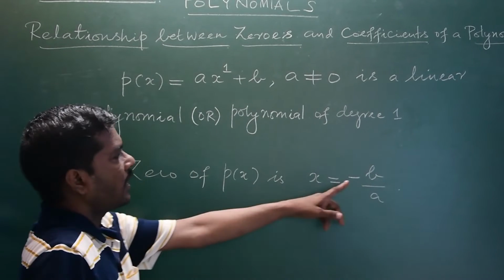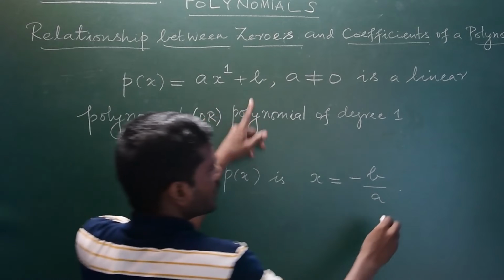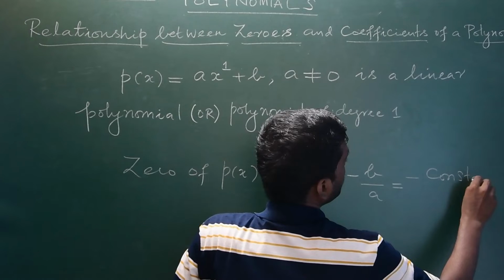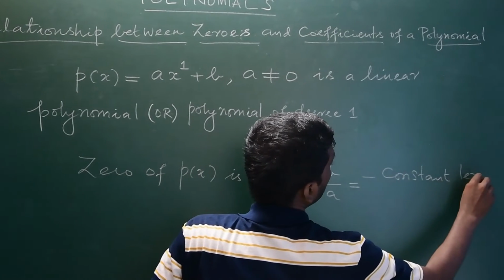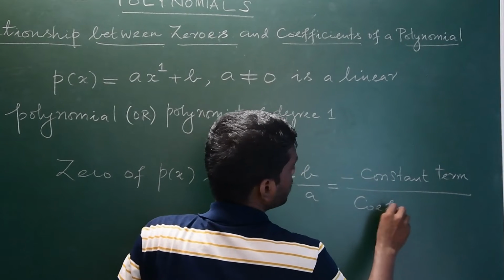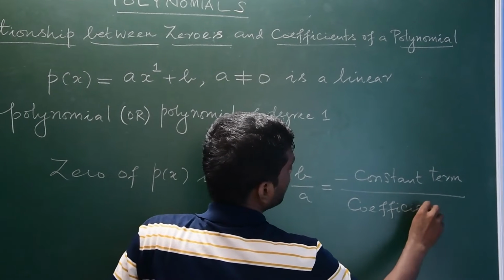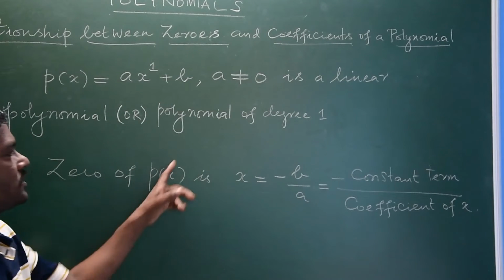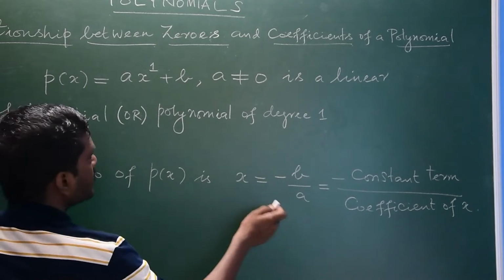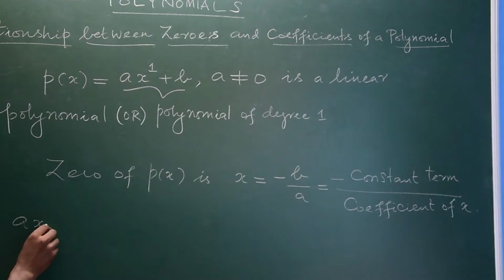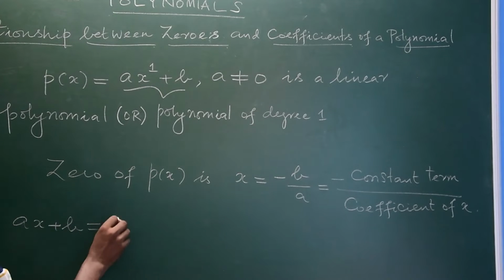So minus b is the constant term. This is nothing but minus the constant term divided by the coefficient of x. So this is the zero, and we can verify this. If you want to find the zero of this polynomial, you take ax plus b to be 0.